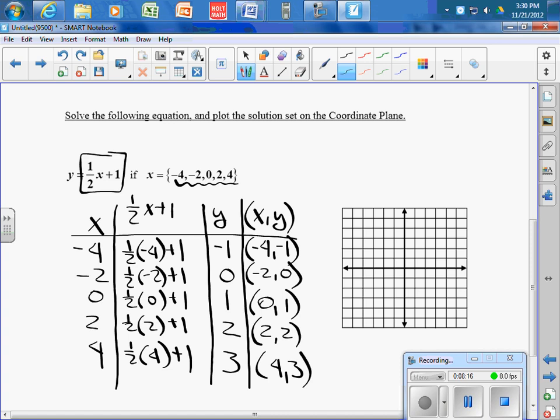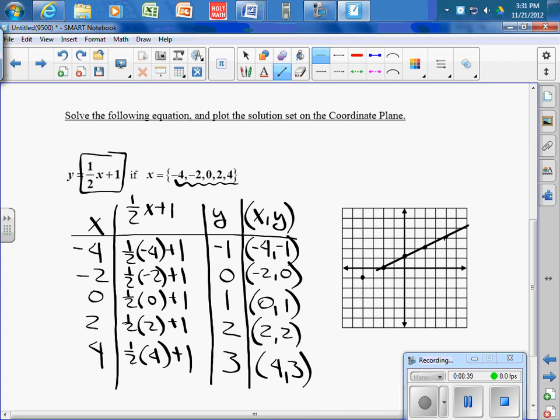Negative 4, negative 1, 4 to the left and 1 down. Negative 2, 0 would be 2 to the left, 0 up. 0, 1 would be 0 to the right, 1 up. 2, 2 is 2 to the right and 2 up. 4, 3 is 4 to the right and 3 up. And as you can see, these points line up in a straight line.